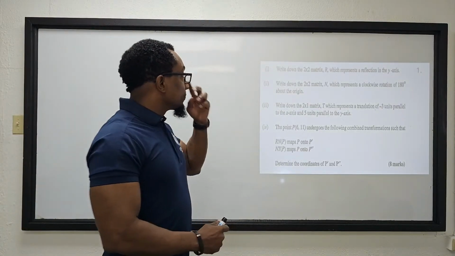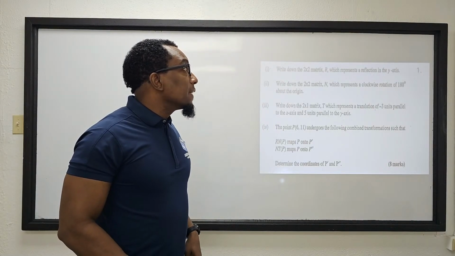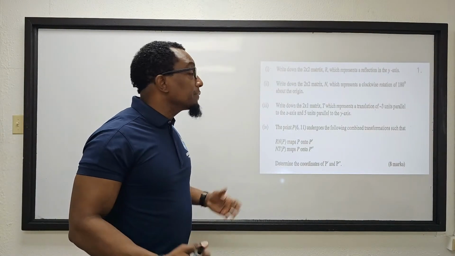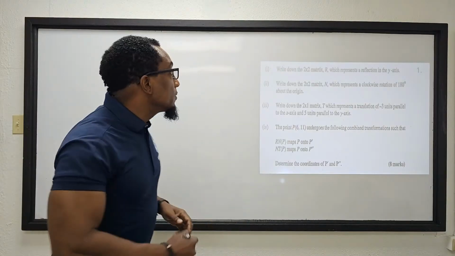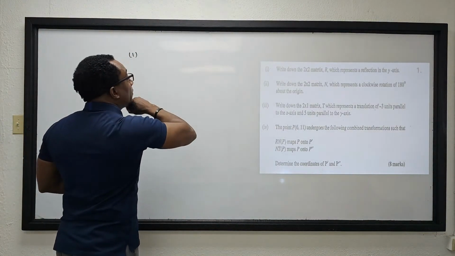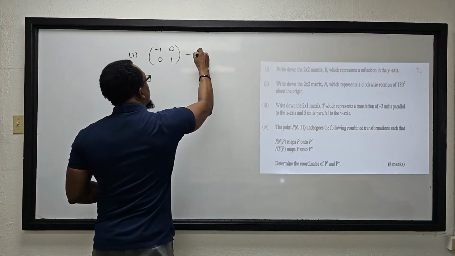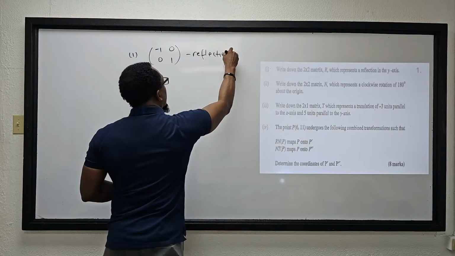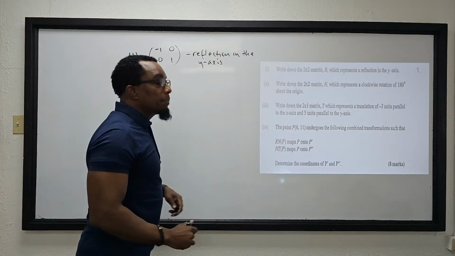Question 1. Write down the 2 by 2 matrix R, which represents a reflection in the y-axis. You have to know the 2 by 2 matrices with regards to transformation. So the 2 by 2 matrix for reflection in the y-axis will be negative 1, 0, 0, 1. So this is reflection in the y-axis. That's part 1.